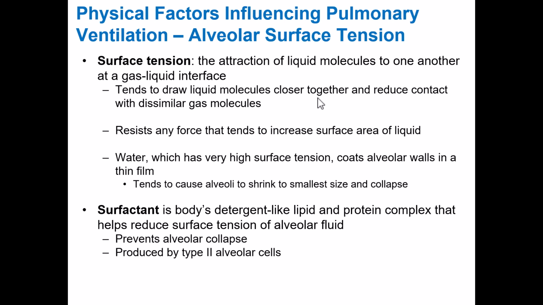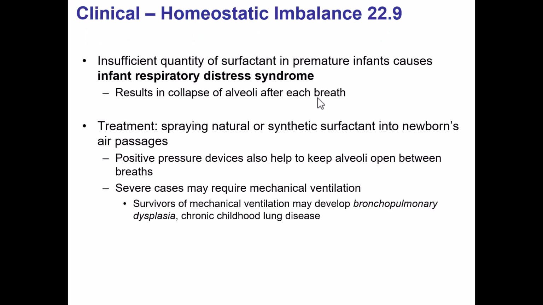We start making surfactant at around, I want to say, 28 or 29 weeks in fetal development, maybe 30 weeks. If a baby is born before that time, they're not making surfactant, and so it's really difficult, and in most cases impossible, for them to breathe on their own. They're going to need a respirator. They'll be in the NICU, obviously, and in many cases they will be administered surfactant until they can start producing it on their own.